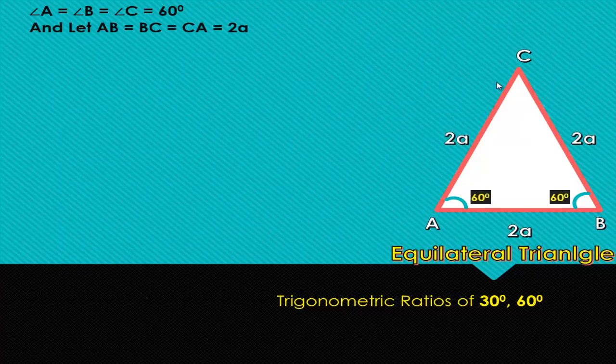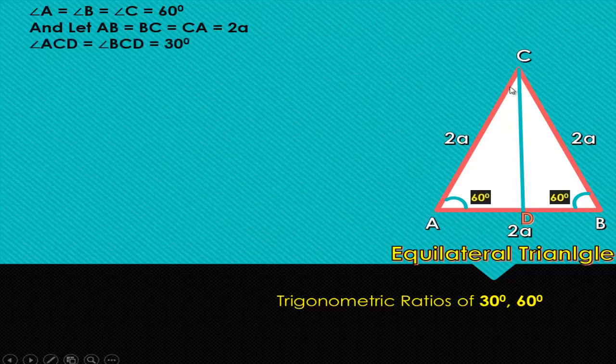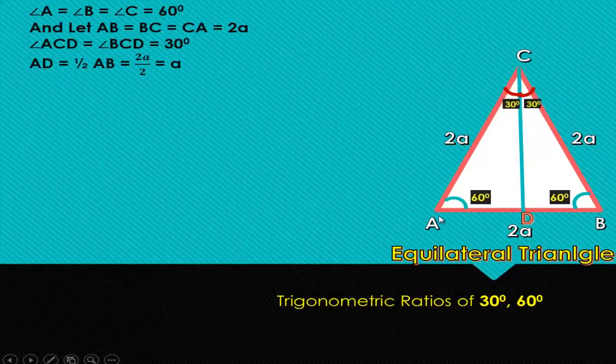Draw the perpendicular line CD from the vertex C to AB. This perpendicular line acts as the angle bisector of angle C, meaning it divides this angle into two equal angles, that is angle ACD equal to 30 degrees and angle BCD equal to 30 degrees. Also this perpendicular line bisects the side AB, meaning it divides AB into two equal lengths, that is AD equal to half AB. AB means 2A by 2, that equals A. Therefore AD equal to A and BD equal to A.